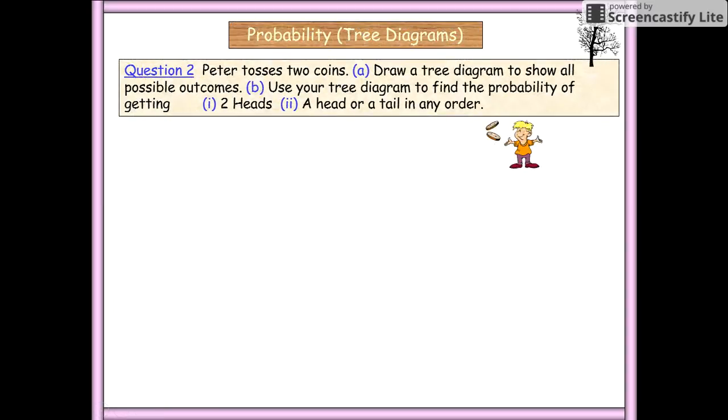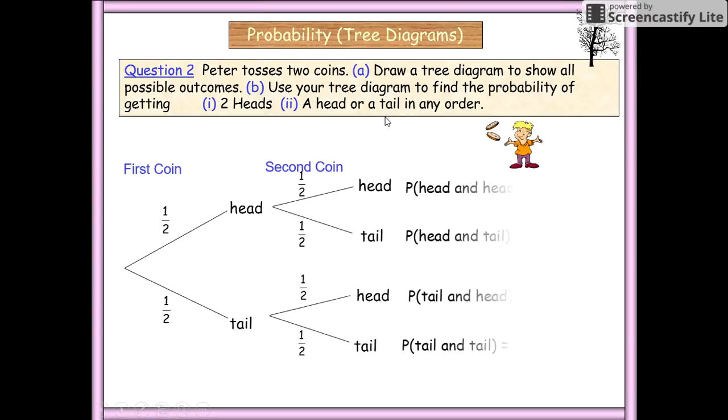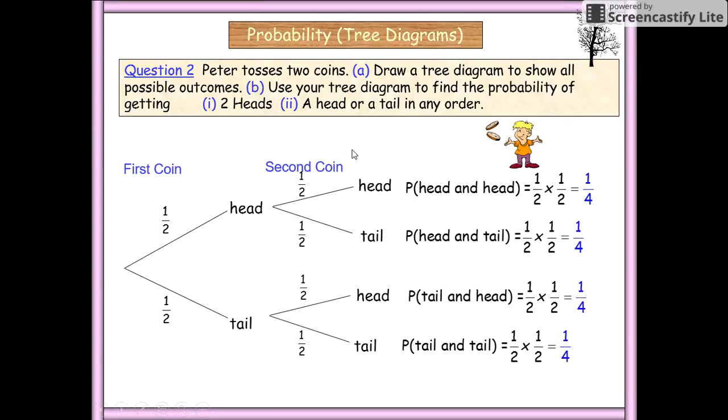Just want to show you something slightly different. So Peter tosses 2 coins, draw a tree diagram for the possible outcomes. Use your tree diagram to find the probability of getting two heads, a head, a tail, in any order. Okay, so what I want you to do here, he tossed the coin twice. We know that we've got half and we've got H, head, tail. You guys would know two heads straight away, head and head.